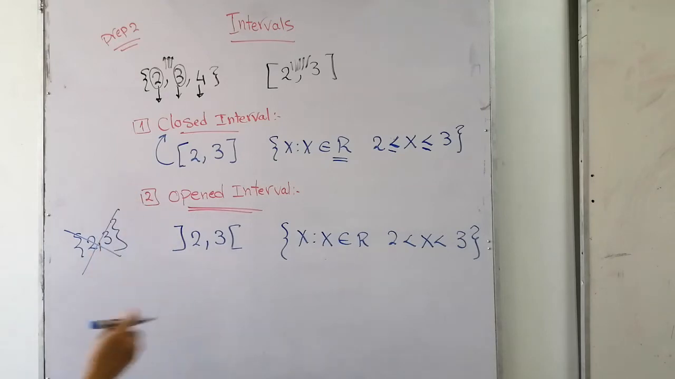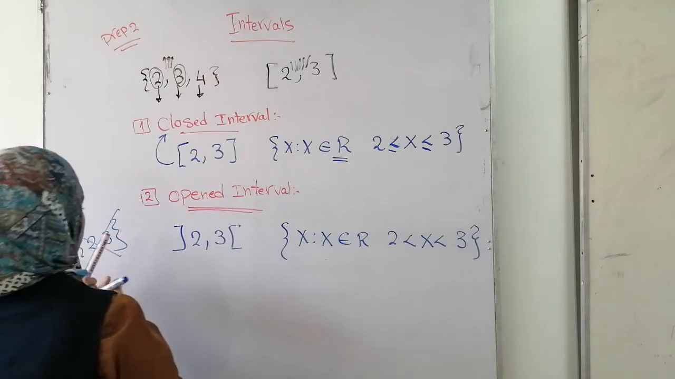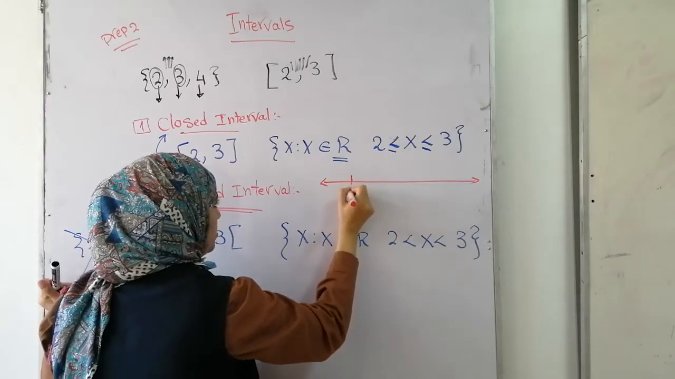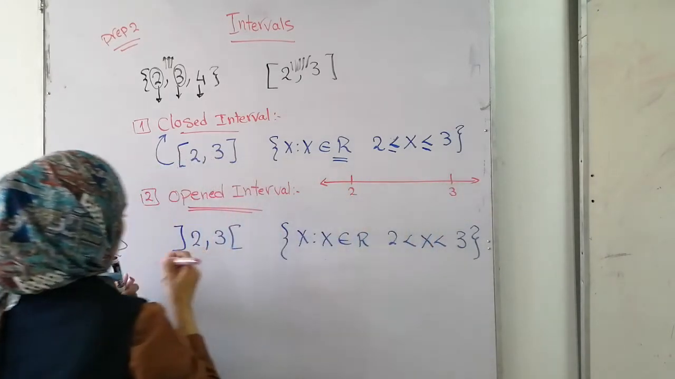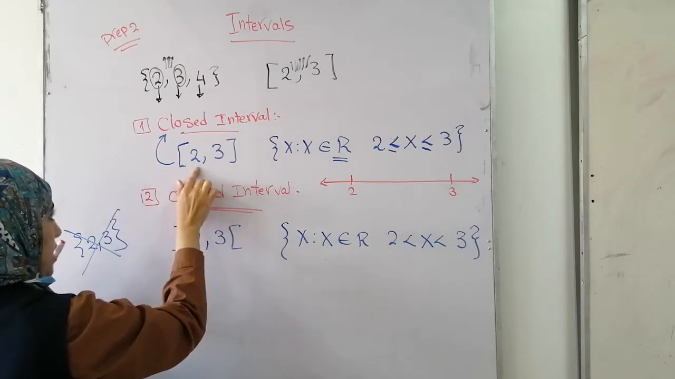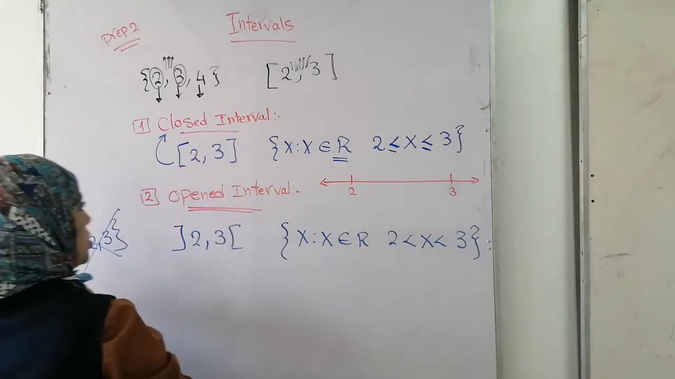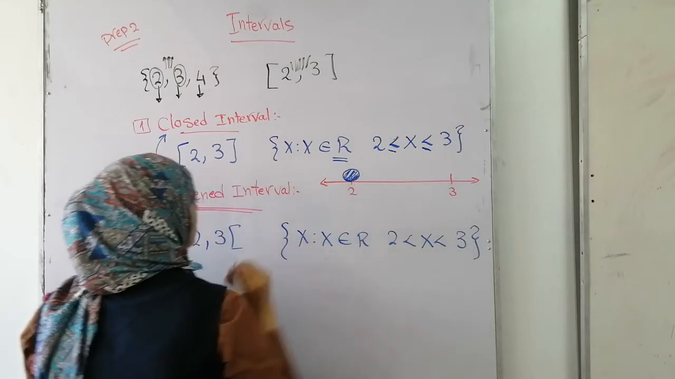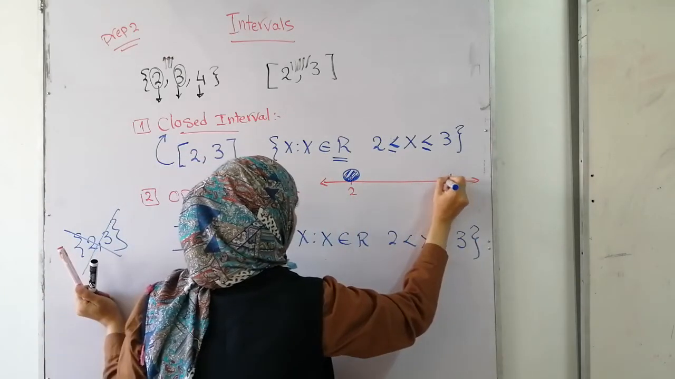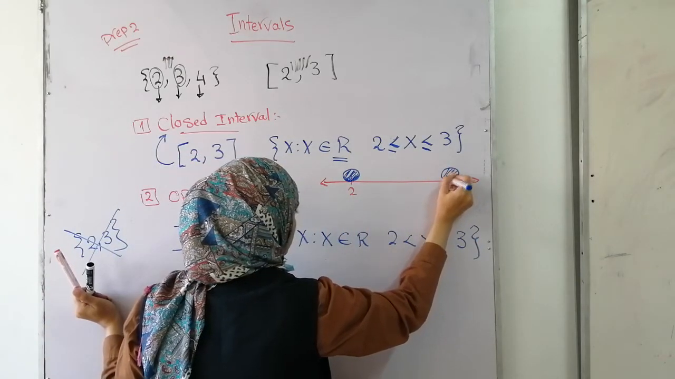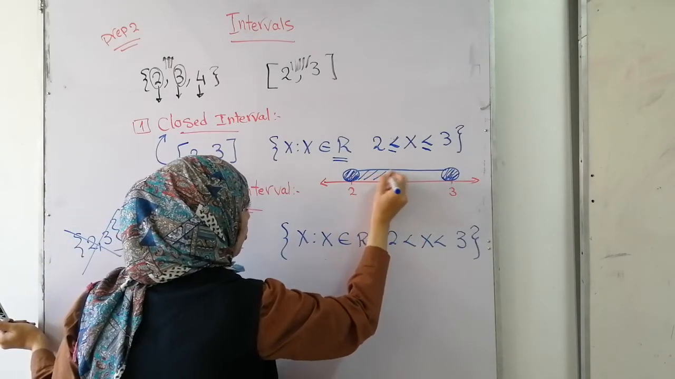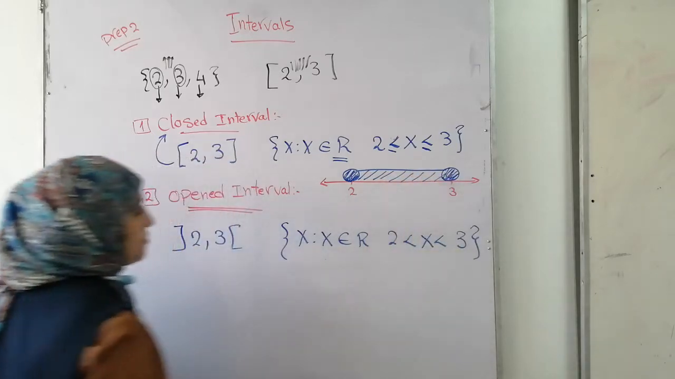Okay, can we represent this interval? Yes. We can write the number line like this and put 2 and put 3. So 2 is with me or no? Yes, it's inside the interval. So I can write it as a closed circle. 3 with me or no? Yes. So I write it as a closed circle. And the number between them, so I shaded all the part between 2 and 3.